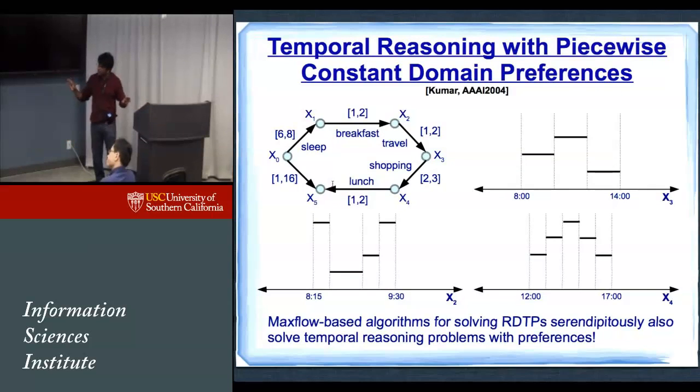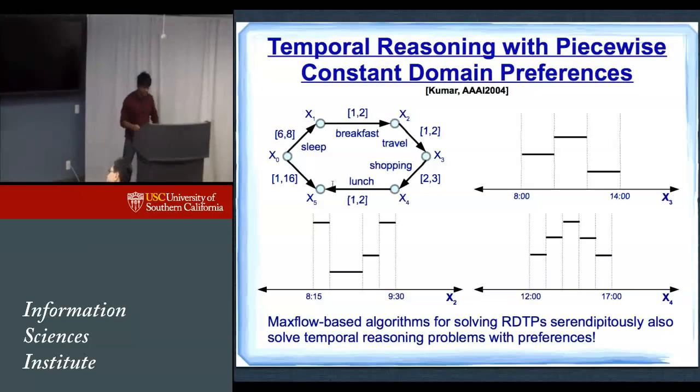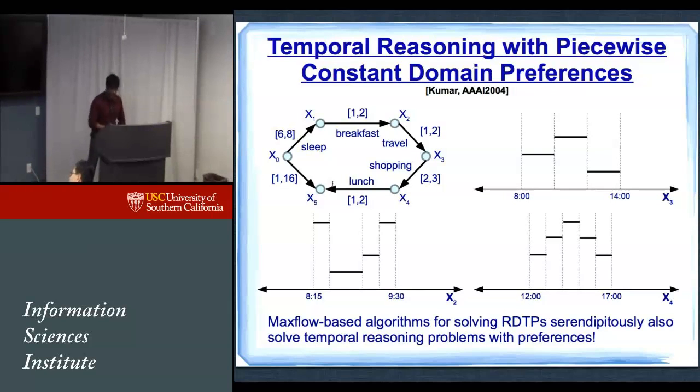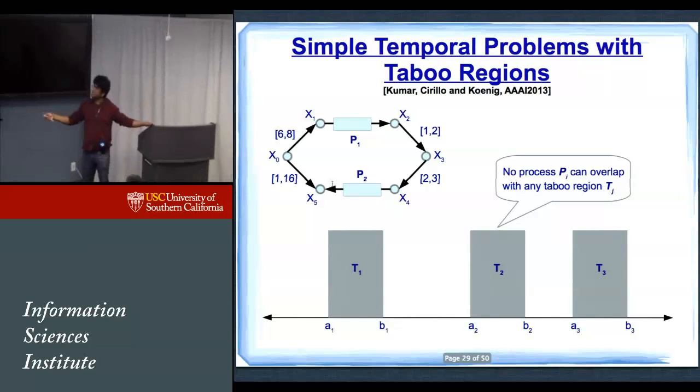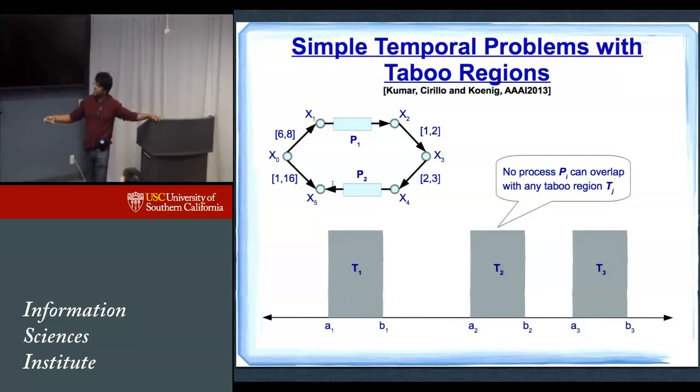I'm going to walk you through some of the max flow based ideas here just because they're so interesting, but I'll do it in the context of a slightly different problem, one that we published last year in AAAI. So here we are given a simple temporal network like this. You could have events as well as processes in there. A process really would be modeled as two events, one for the starting point and one for the ending point.